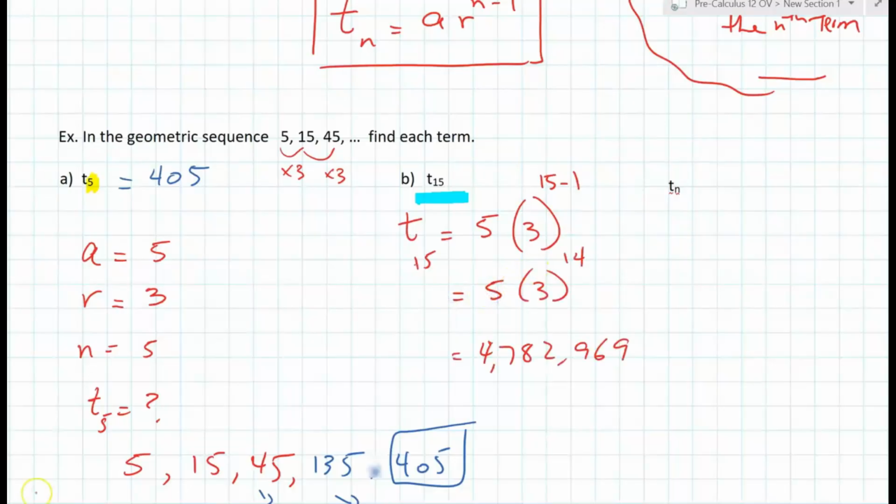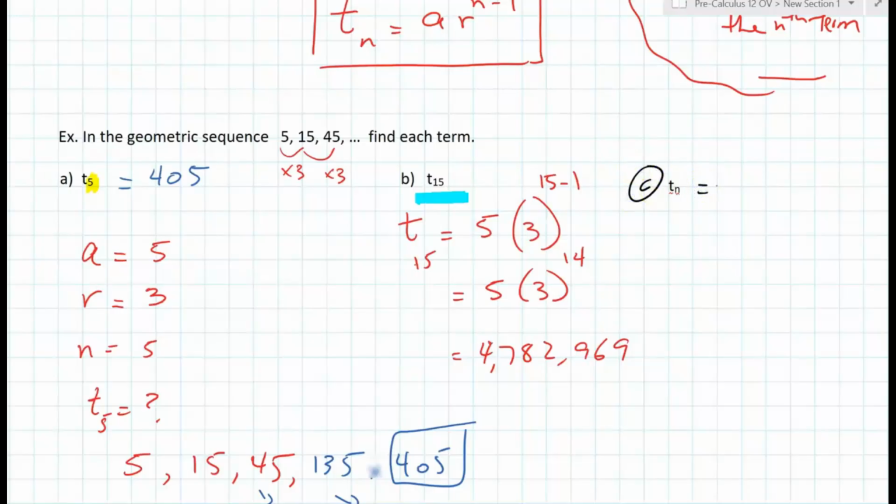Simple as that. And then when you go ahead and do the math, you get 5 times 3 to the exponent 14, and then you get 4,782,969. And notice that that's a huge number, so it would have taken quite a bit of time to do that one. And Tn, by the way, I just put it in here. I should not have really included that, but what is Tn?